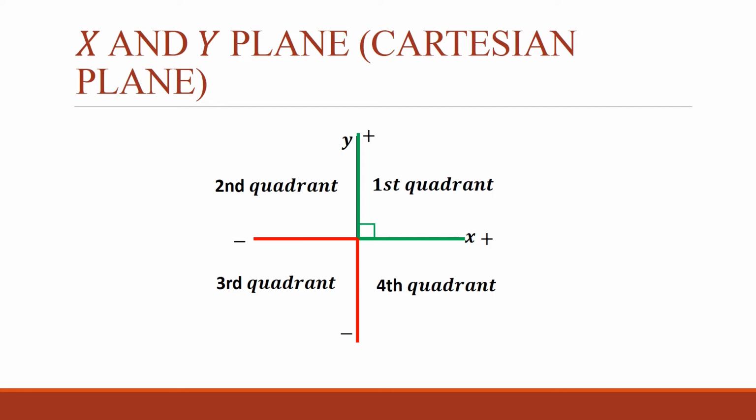In each quadrant, there is an angle. So the first quadrant measures an angle of 90 degrees. The second quadrant also measures the same angle, 90 degrees. The third quadrant is the same, and the fourth quadrant as well. So in each quadrant, there is an angle of 90 degrees.